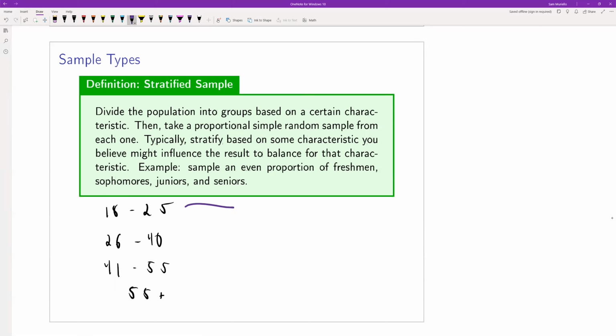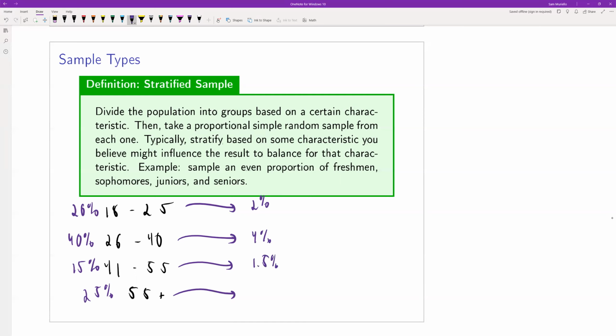What we're going to do is sample individually out of each group. We'll take a simple random sample of each so that they are proportionally the same. For example, let's suppose we're trying to get 10%, and this group makes up 20%, this group makes up 40%, this group 15%, and this group 25%. Well, then we might sample 2% here, 4% here, 1.5% here, and 2.5% here, which adds up to a total of 10% of the whole population.